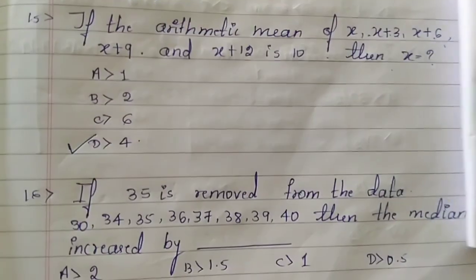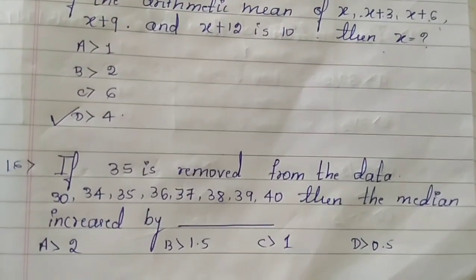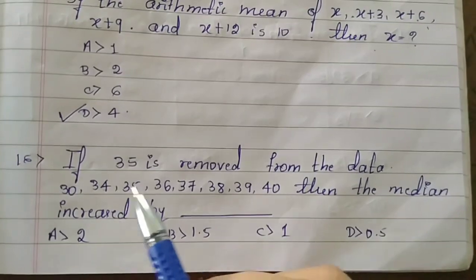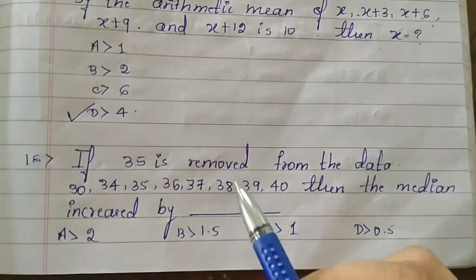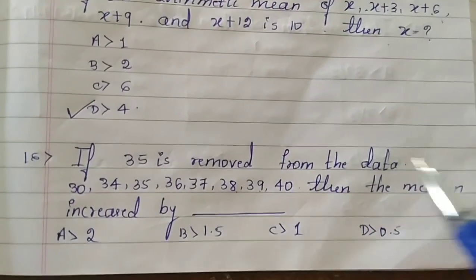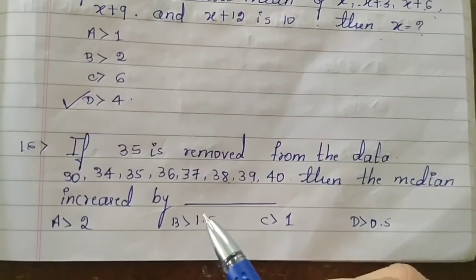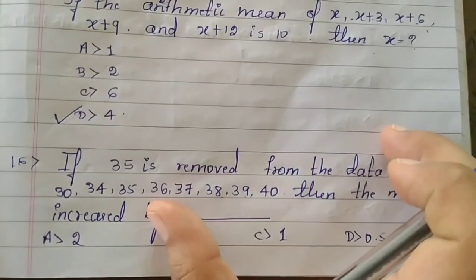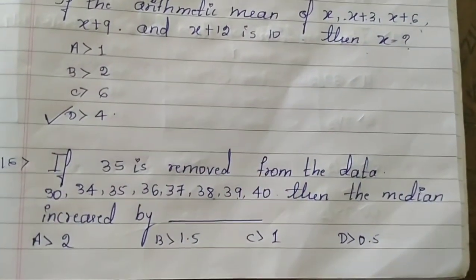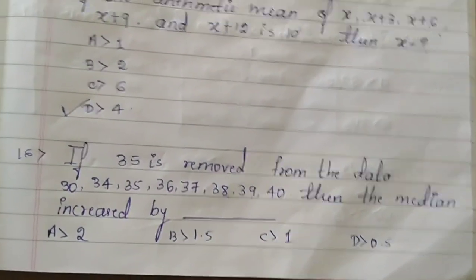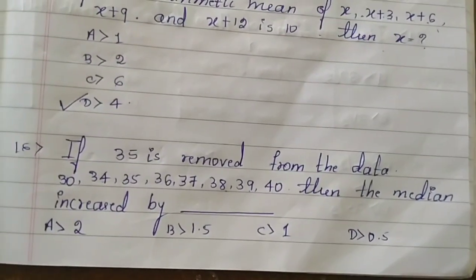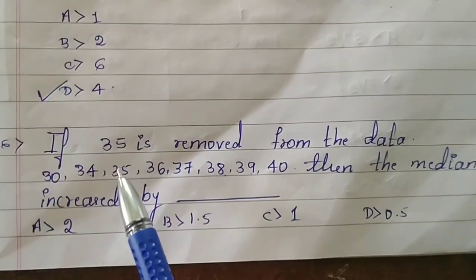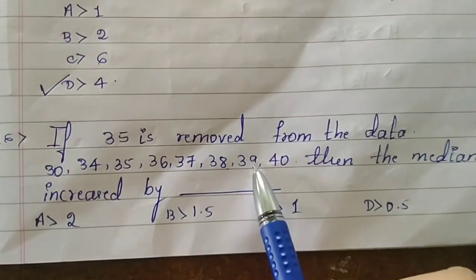Now the next question is, if 35 is removed from the data 30, 34, 35, 36, 37, 38, 39, 40, then the median increased by dash. This is somewhat of a tricky question, so read the question properly and try to find the solution. Now let us see the solution of this question. In this question we have totally 8 observations, 1, 2, 3, 4, 5, 6, 7, 8.